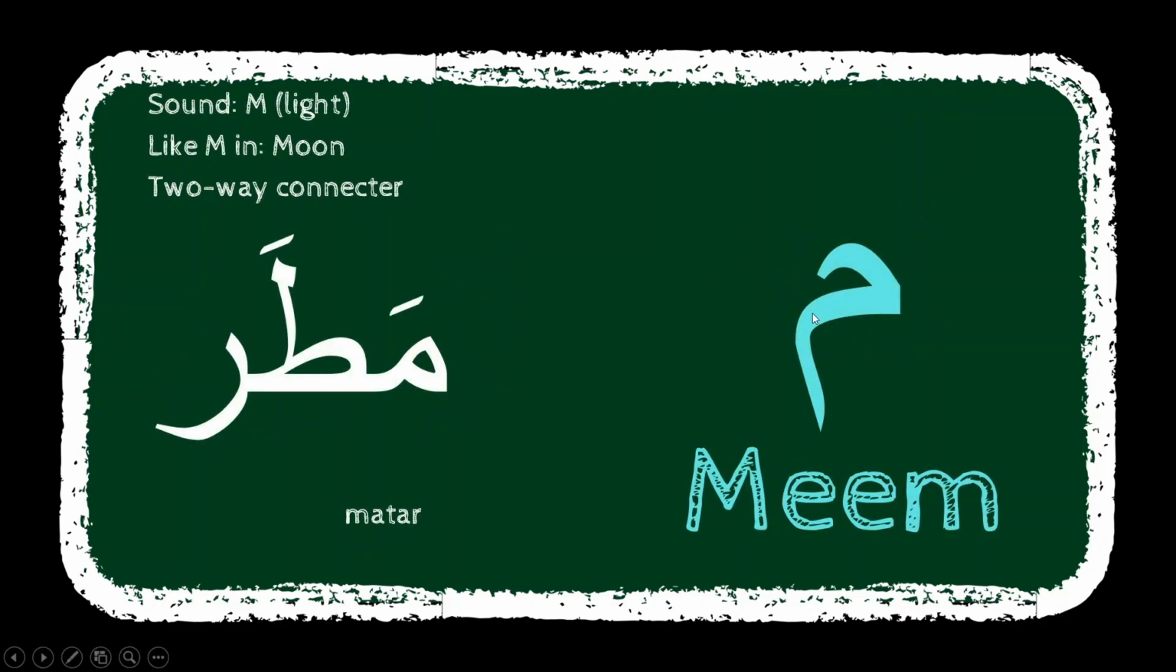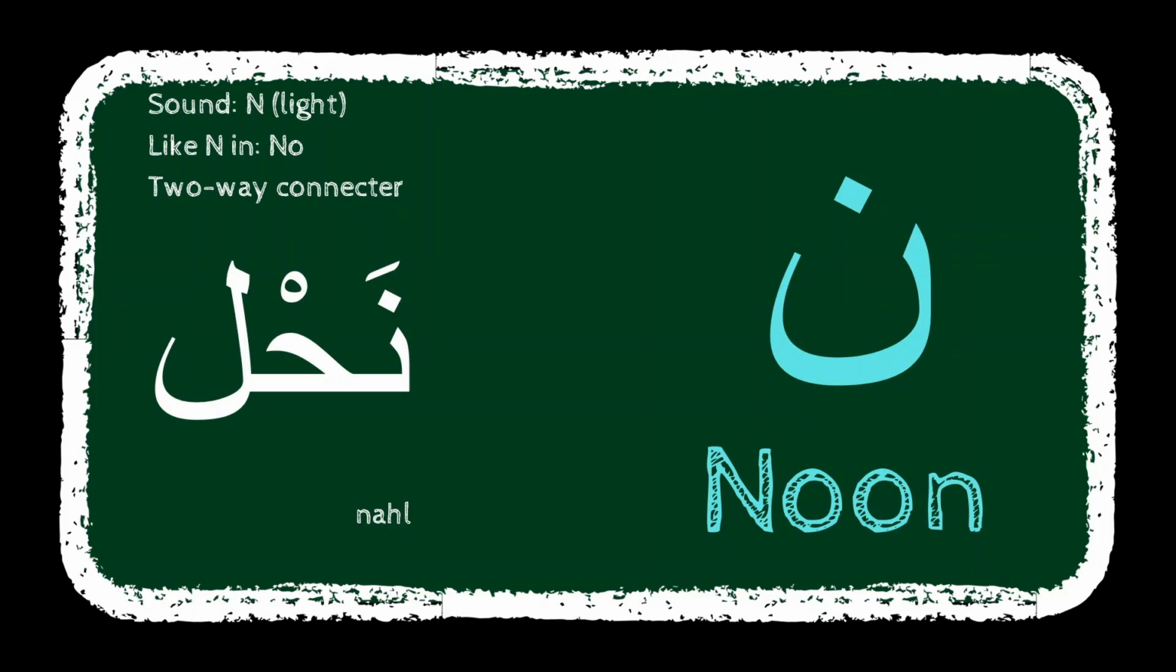The next letter is mim, and we're familiar with it. There's an equivalent to it in English, and this is a light letter, and it's like the M in the word moon. Okay, and this word here is matar, which means rain.